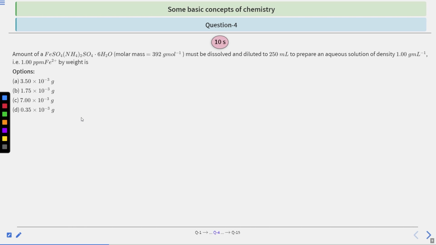Moving on to our next question, question number 4. The amount of FeSO4·(NH4)2SO4·6H2O that must be dissolved and diluted to 250 ml to prepare an aqueous solution of density 1 gram per liter, that is 1 ppm Fe2+ by weight, is: the options are 3.50 × 10^-3 gram, 1.75 × 10^-3 gram, 7 × 10^-3 gram, 0.35 × 10^-3 gram. You have 10 seconds to solve this question by yourself. After that, we will see the answer.